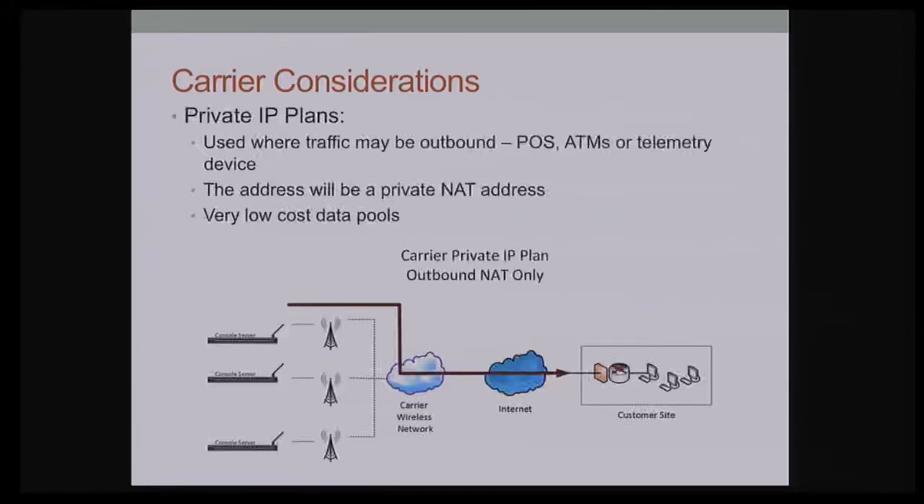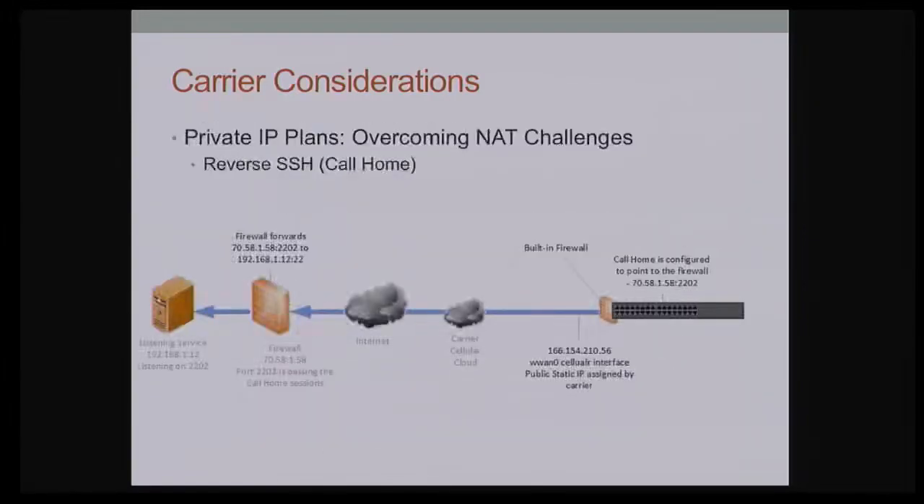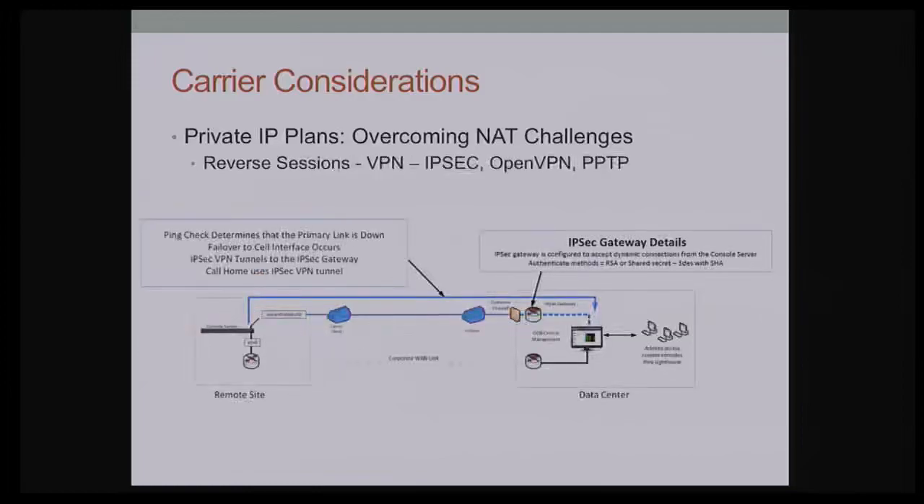In the private IP plan, the pros and cons are it's easy to get going. There's a low upfront cost. The downside is it's a private NAT address. So you have to have some kind of way to get to that device, and that usually has the device initiating an outbound SSH session. It could be an outbound VPN session back to a VPN gateway, and that way you can get over the limitation on that private NAT plan.